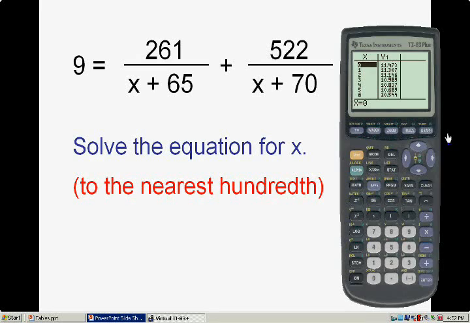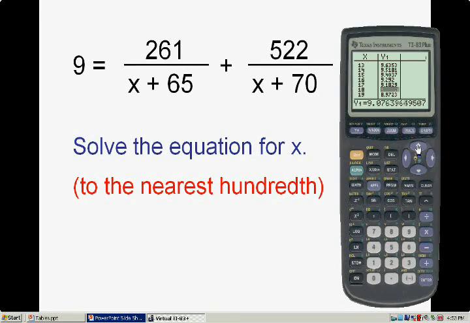Now I need to know, I'm going to cursor over to the y's here, when y is 9. It appears that the numbers are getting smaller as I go down. So let me look for 9. I'm getting close. Okay, now I went too far. Now I don't see 9, but I do know that the answer to this is somewhere between 18 and 19, isn't it? Because, as you can see, 9 is somewhere between these two values.